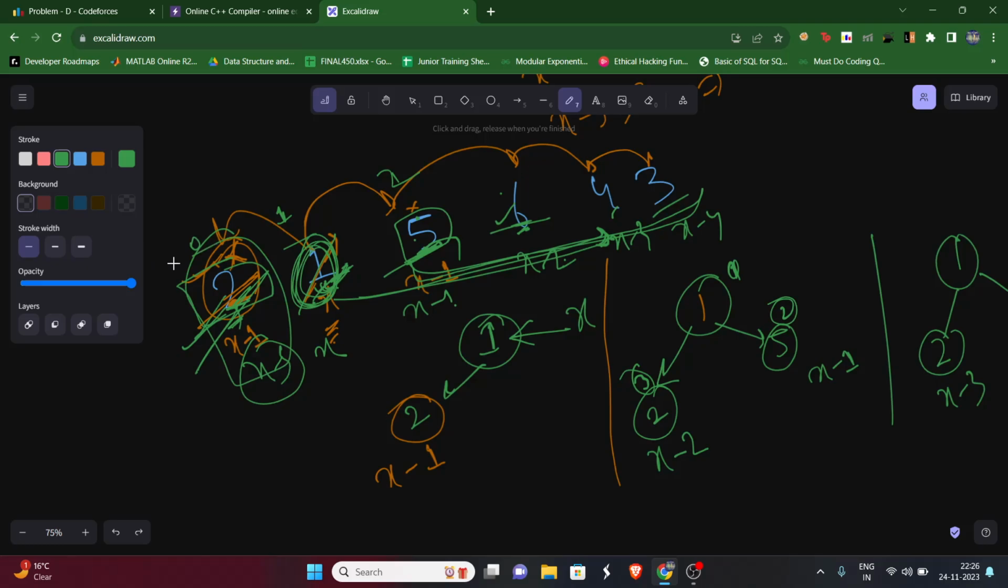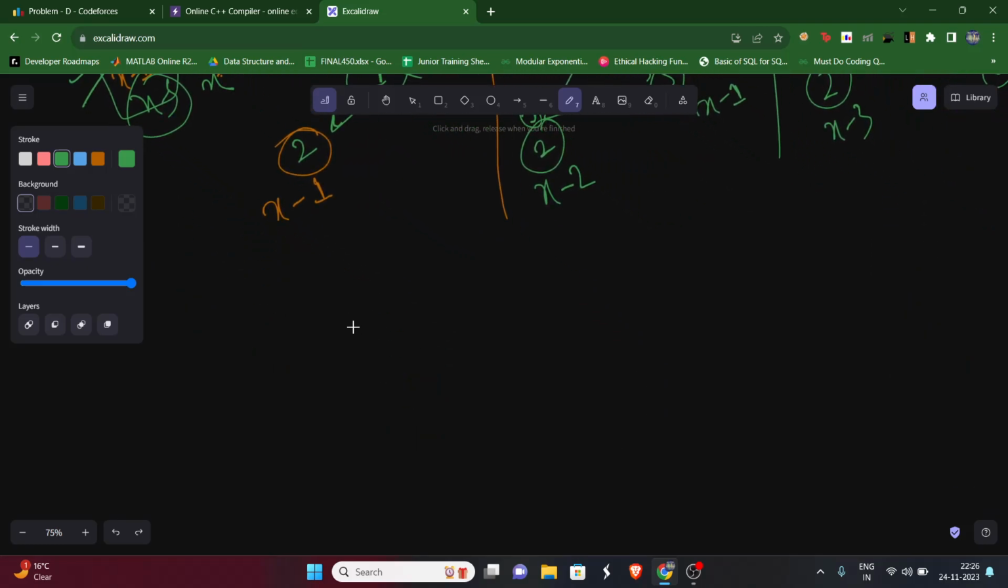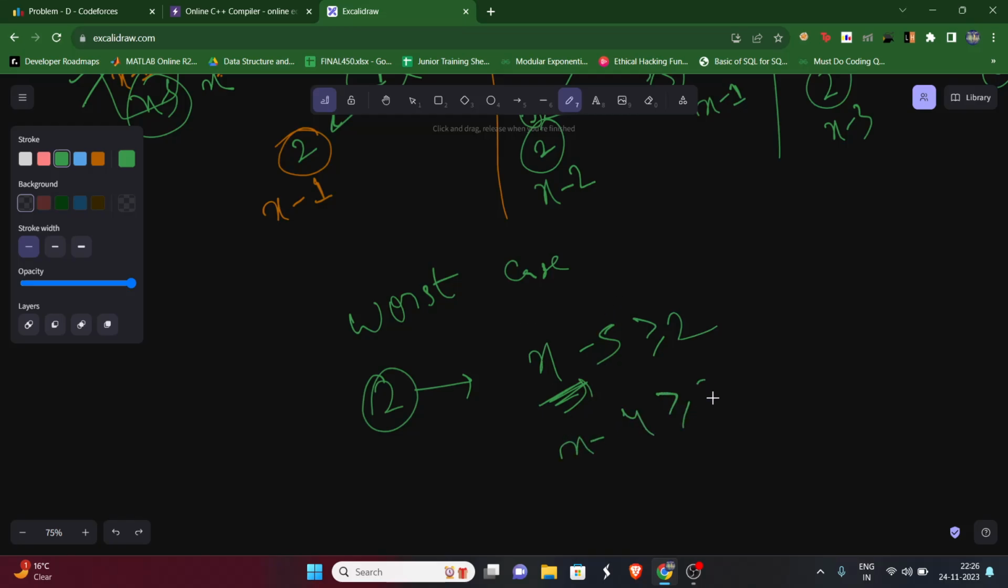So we can say that in the worst case, for this 2, we have to satisfy an equation something like this. If you want to kill this 2, we'll have to satisfy this equation, because in other cases it was always x minus 4 greater than or equal to 2, or x minus 3 greater than or equal to 2. So if we satisfy this condition, that is x minus 5 greater than or equal to 2, then all these conditions will be satisfied. Because what is this exactly saying? This is saying nothing but x should be greater than or equal to 7.